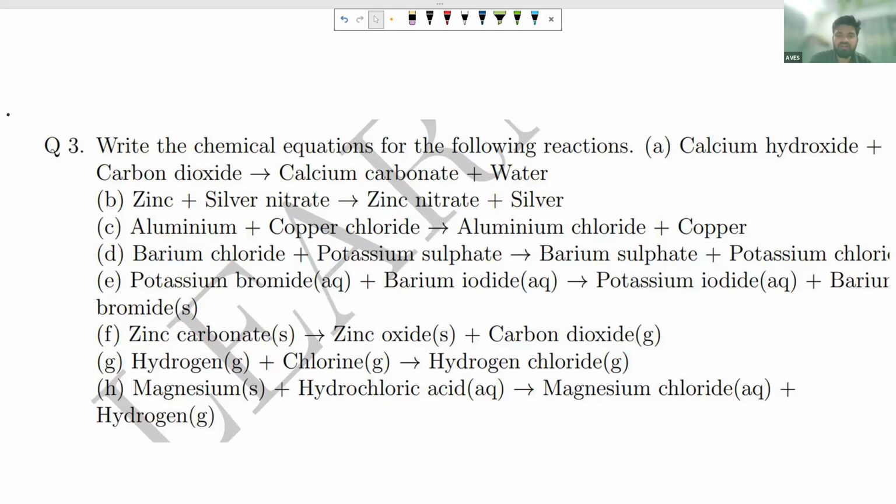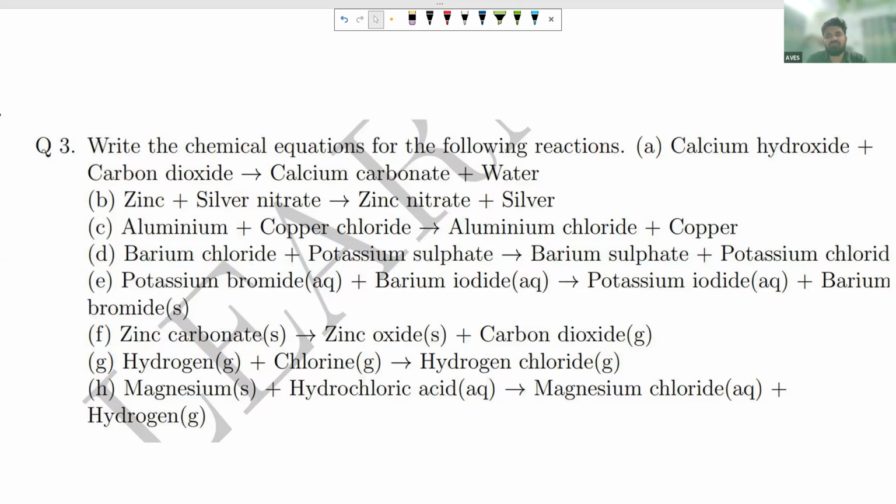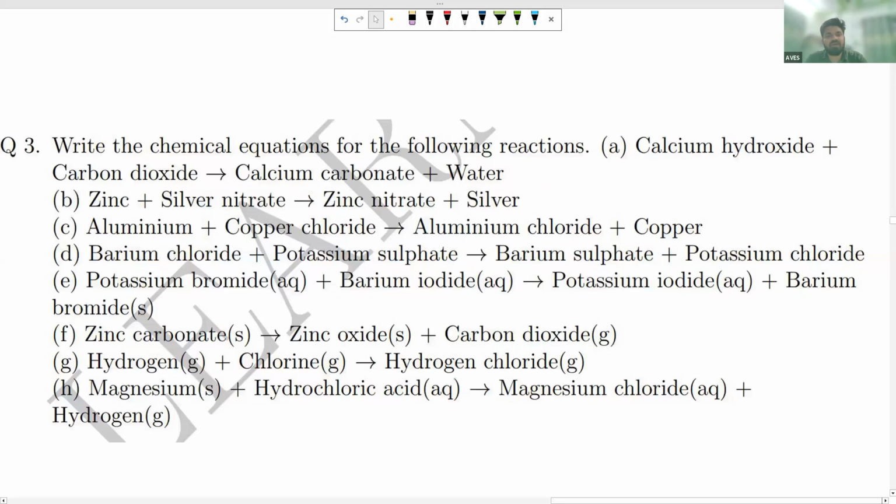Carbon dioxide, when heated, will give you calcium carbonate plus water. Oh no, the first question starts from here. Calcium hydroxide plus carbon dioxide will give you calcium carbonate. It starts from here.